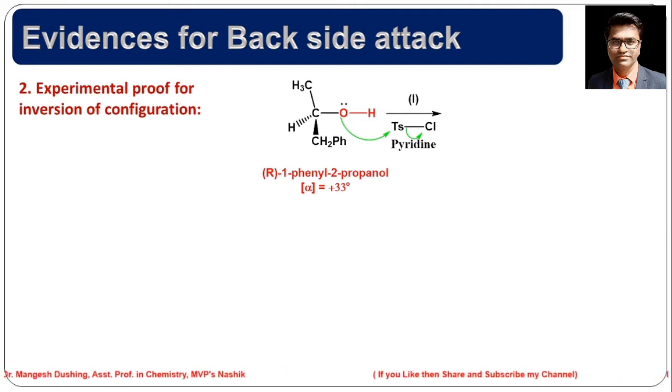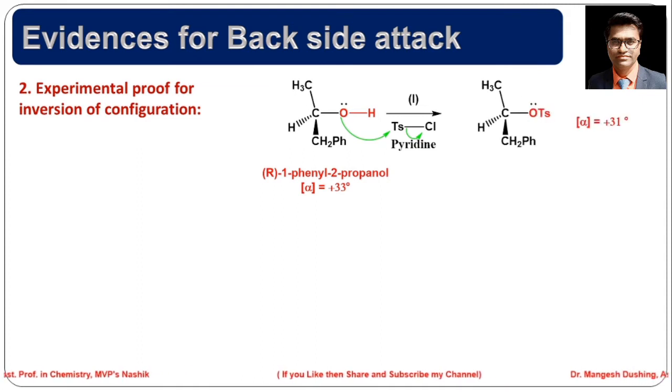So in this case, the hydrogen of the alcohol is replaced by tosyl. So we'll get this O-tosylate. The specific rotation is now plus 31. The sign is the same, which means the configuration is the same.